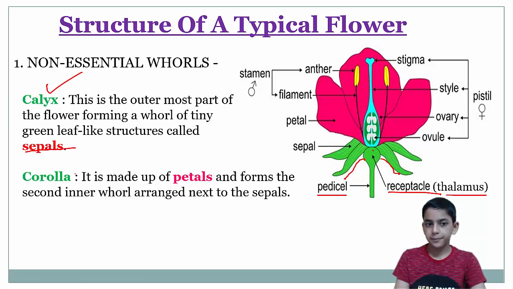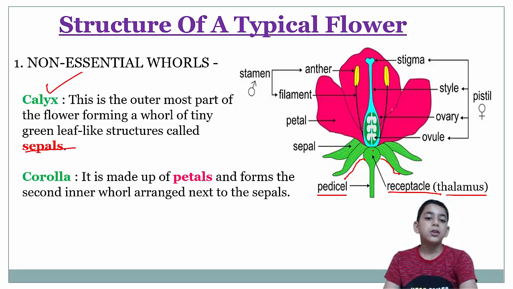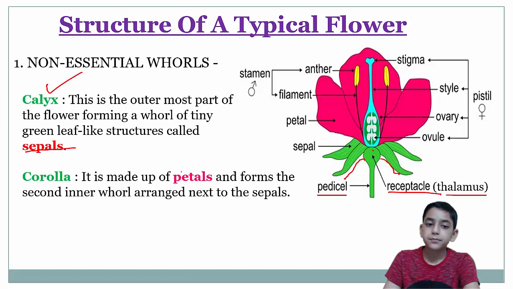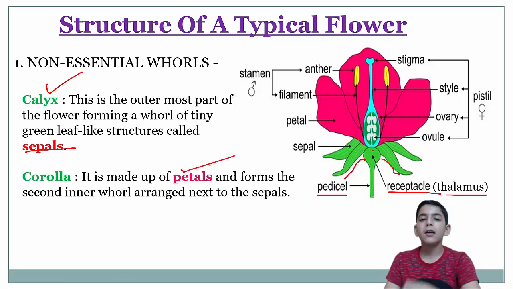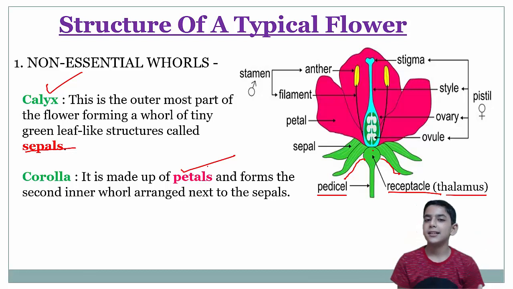Now, the corolla is the second outermost whorl, and it is next to the sepals. So they are the petals. They are beautifully colored: pink, red, orange, and multiple other colors. They are the petals, and they are scented with a sweet smell.